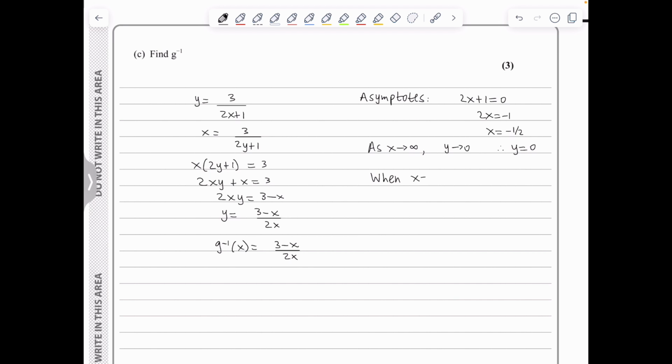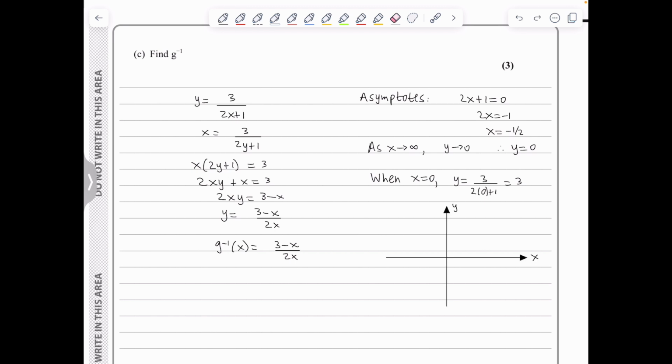Furthermore, we can find the cut on the y-axis by setting x is 0. So when x is 0, we can see from the expression for y that y will be equal to 3 over 2 times 0 plus 1, which gives an answer of 3. That's the cut on the y-axis. This means I can proceed into sketching the graph of g of x.